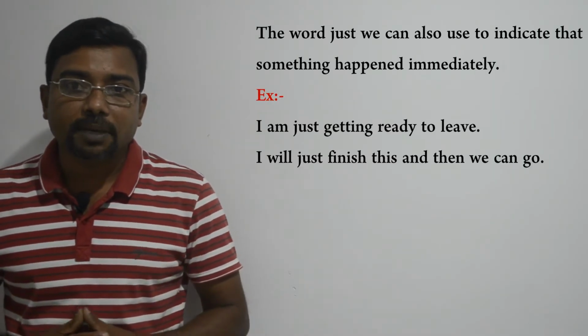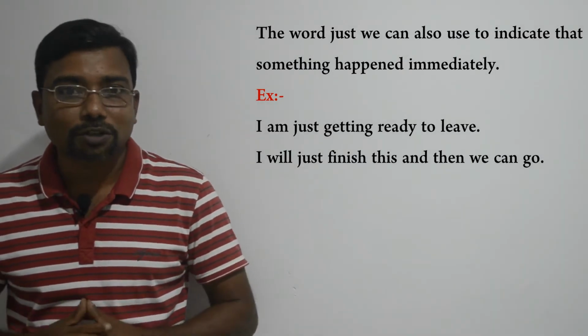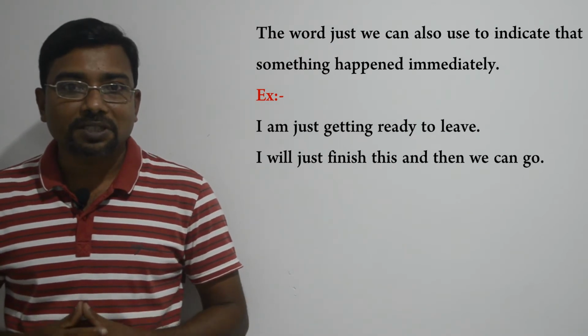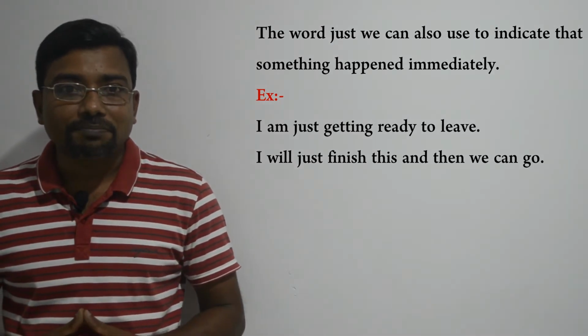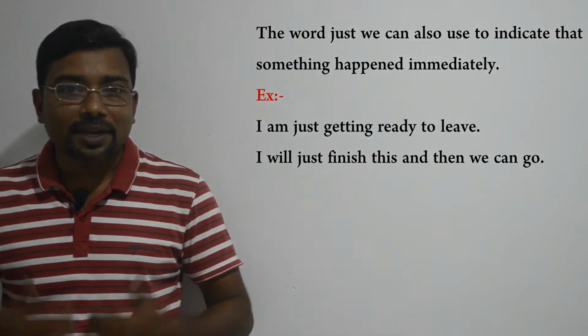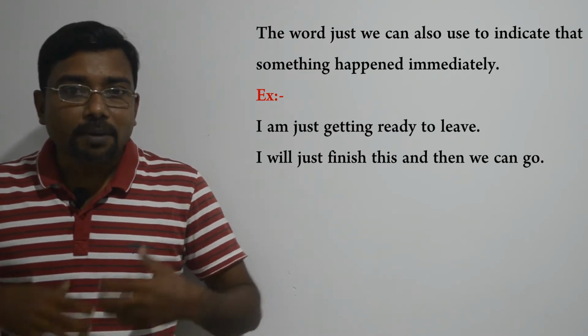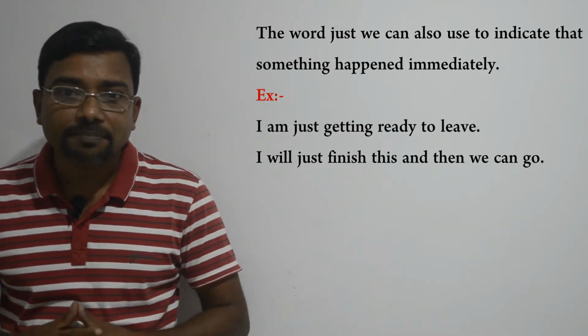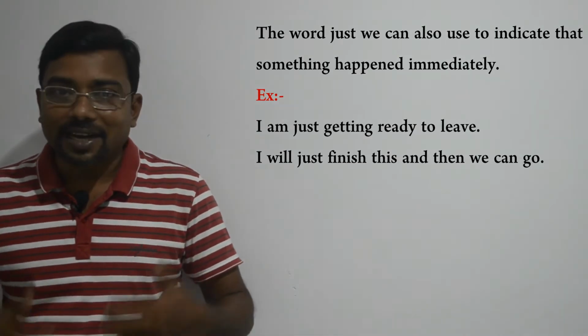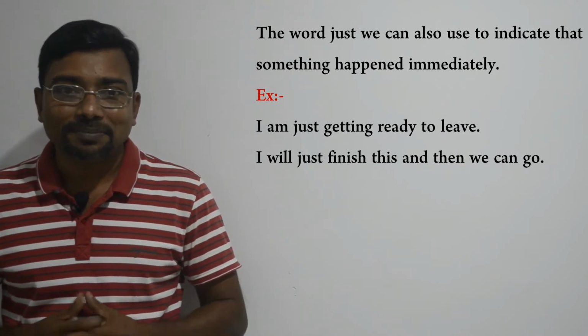Okay, now let's look at another usage of the word just. The word just can also be used to talk about something happening immediately. To understand this better, let's go through some examples. Look at these examples. I'm just getting ready to leave. I will just finish this and then we can go. Okay, look at the first example. I'm just getting ready to leave. Okay, here probably you are late to go somewhere, so you quickly get ready. Just indicates you are doing something immediately.